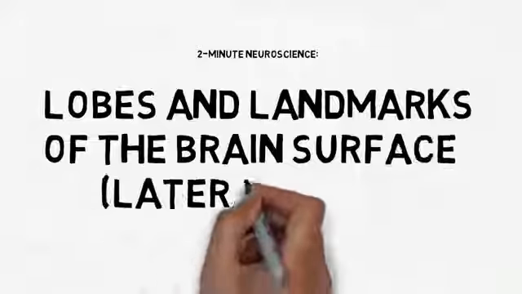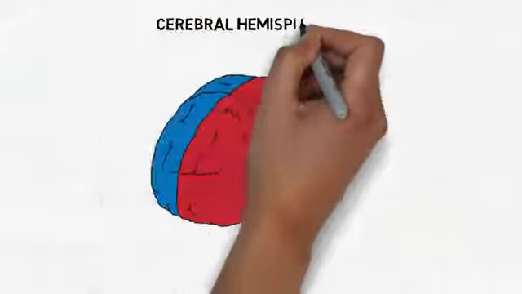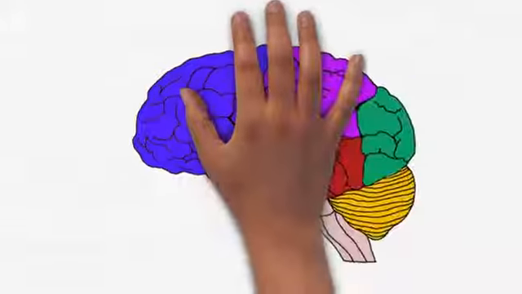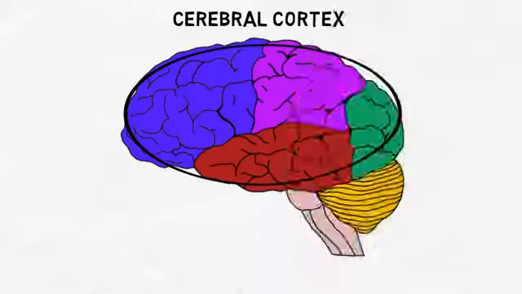of the brain surface that can be seen from a lateral view. The brain is made up of two halves, known as cerebral hemispheres. When looking at the brain from a lateral view, which just means looking at it from the side, we will only see one cerebral hemisphere, but the landmarks I will point out are found on both cerebral hemispheres. The surface of the cerebral hemispheres is covered with a thick layer of brain tissue known as the cerebral cortex.